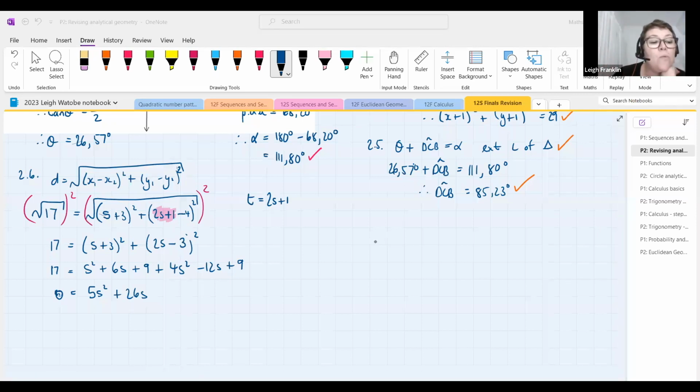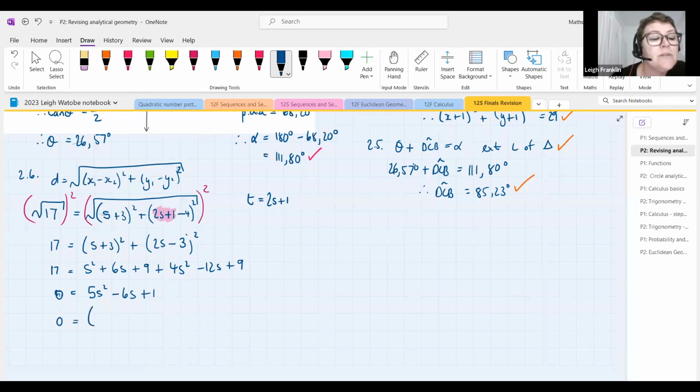Okay, so now what do we have? Let's just get back here. Okay, so we've got 5s squared. Then we have 6 minus 12, which would be negative 6s. And then we've got 9 plus 9 minus 17. So that would be 18. So that would be plus 1 over here. All right, and now that should factorize nicely, or if we don't want to use factorizing, we can use the quadratic formula.